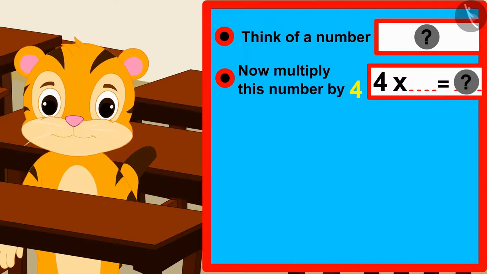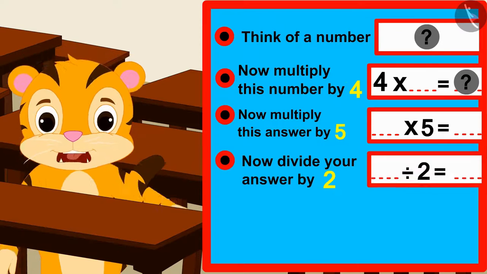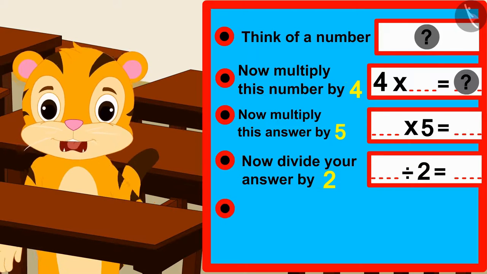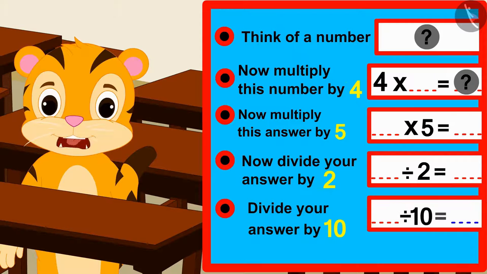Well done! Now, multiply this answer by 5. Oh wow, you did this very quickly. Now divide your answer by 2. Is your calculation complete? Very well. Now, at the end, if you divide your answer by 10, you will find your previously thought number only.